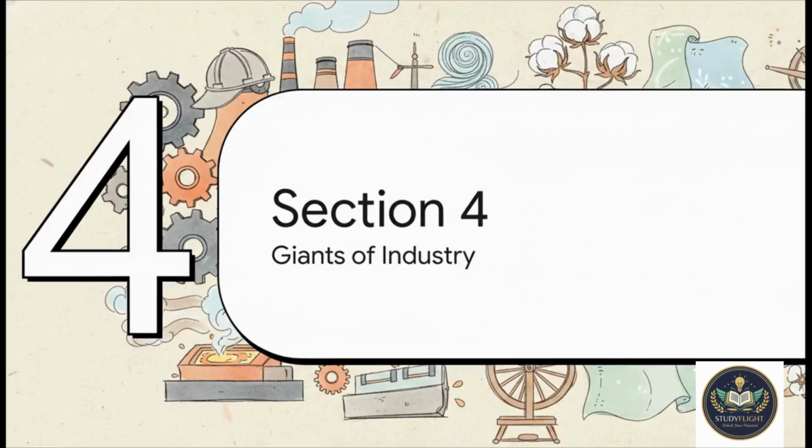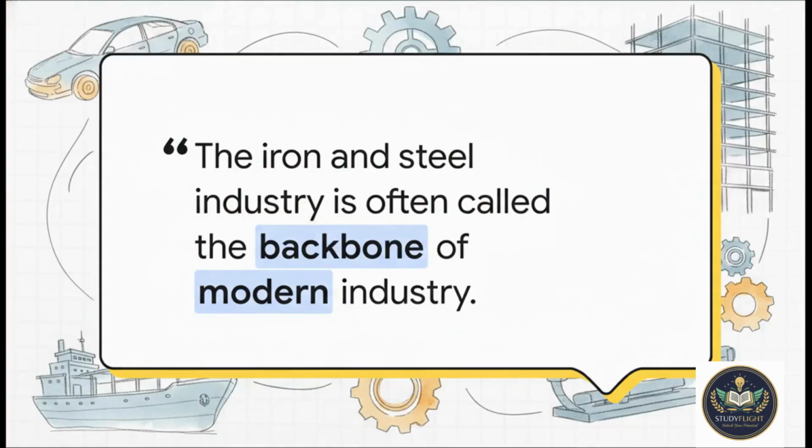Okay, so let's see how all these factors actually play out in the real world. We're going to look at two of the planet's most important industries, iron and steel and cotton textiles. This quote really gets to the heart of it. Steel is the backbone because pretty much everything we rely on is either made of steel, think about our cars and buildings, or it's made by machines that are built from steel. It is truly the foundational material of our modern world.